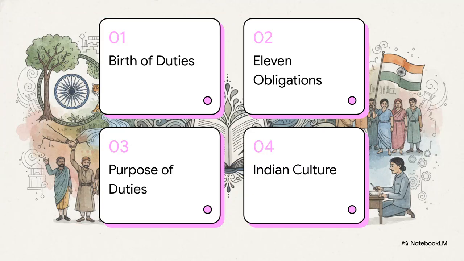So here's our roadmap for today's explainer. First, we'll cover the birth of fundamental duties. Second, the 11 civic obligations. Third, the purpose of duties. And finally, how these rules act as reflections of Indian culture.